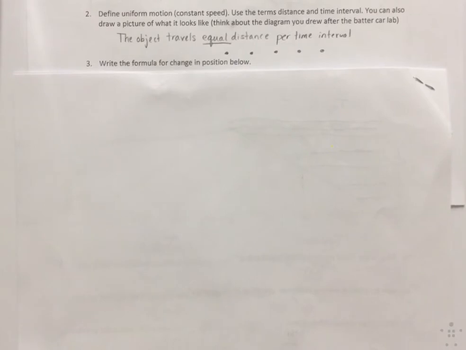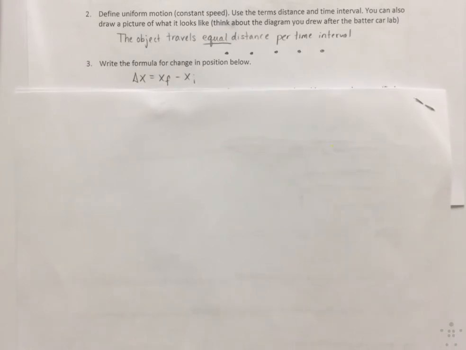Number 3, write the formula for change in position below. If we know the symbol for change in position, the symbol for final position, and the symbol for initial, the formula just kind of falls into place. Delta X equals XF minus XI. So change in position equals final position minus initial. Remember that your final position is wherever your object ends, and your initial position is wherever it started.